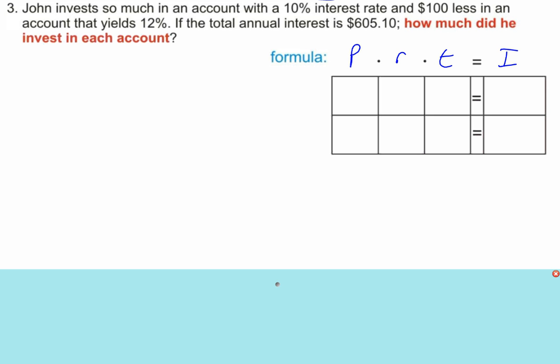All right, John invests so much in an account with 10%, and 100 less in an account that yields, all right, we don't have a lot here, so all I'm going to say is the first account and the second account. It's about all I can say. Sometimes you'll have more. It might say John invests in a money market, and then it'll say maybe he invests in a certificate of deposit, a CD. Okay, you could say the money market, the CD. Maybe he invests in a bank. Maybe he invests in Apple stock. Okay, now you got stock in a bank, all right? In this case, just account 1, account 2.